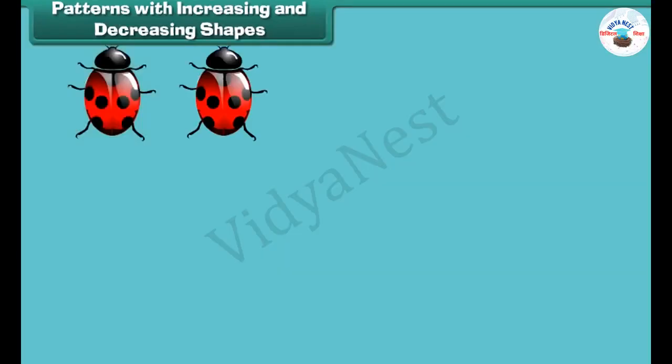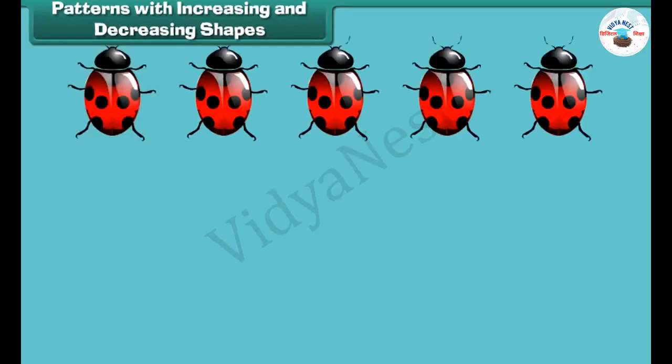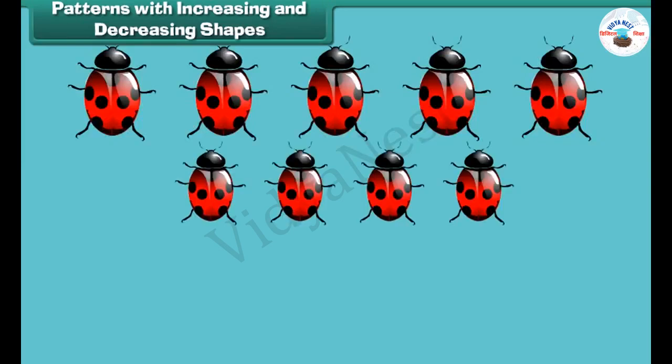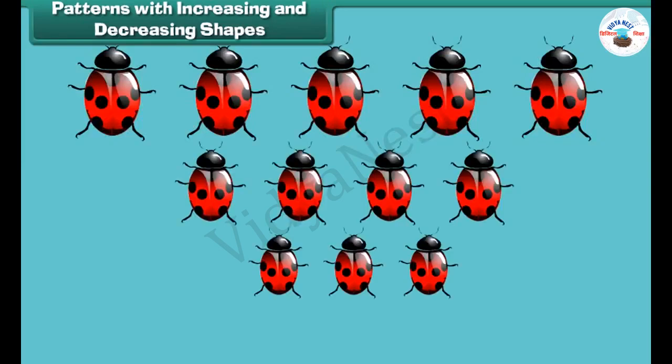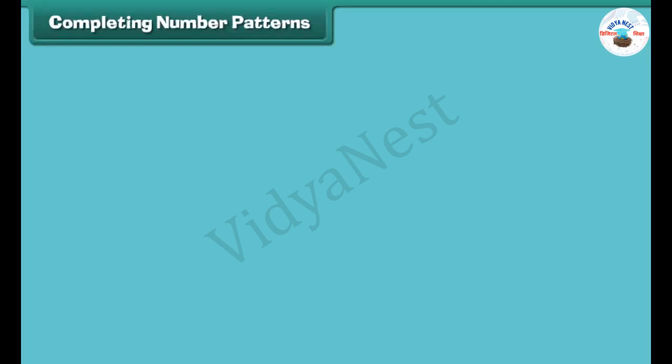Look at one more arrangement of shapes. 5 large beetles followed by 4 smaller beetles, followed by 3 even smaller beetles and so on. This is also a pattern because the number and size of the beetles decreases in a definite order.